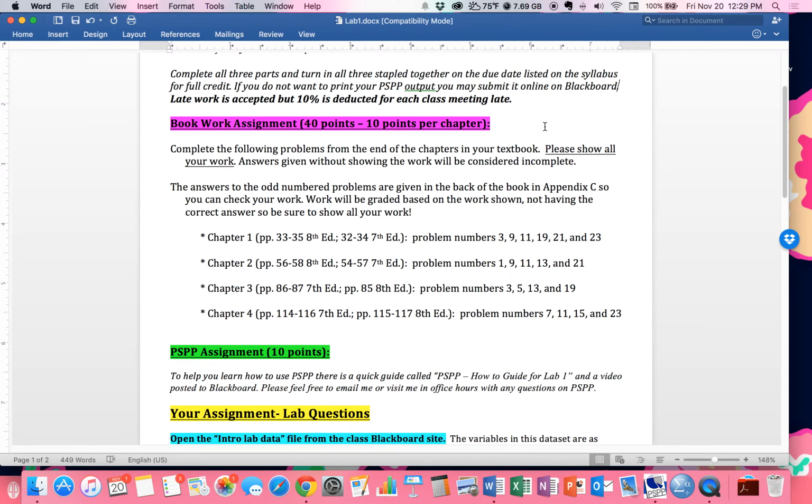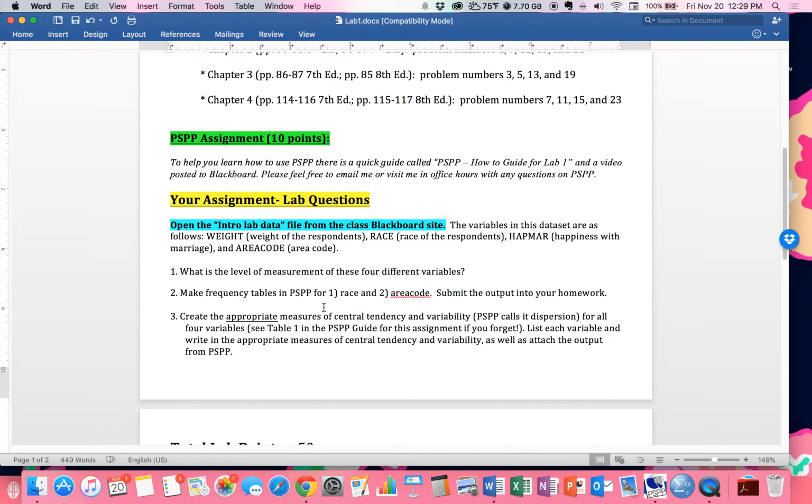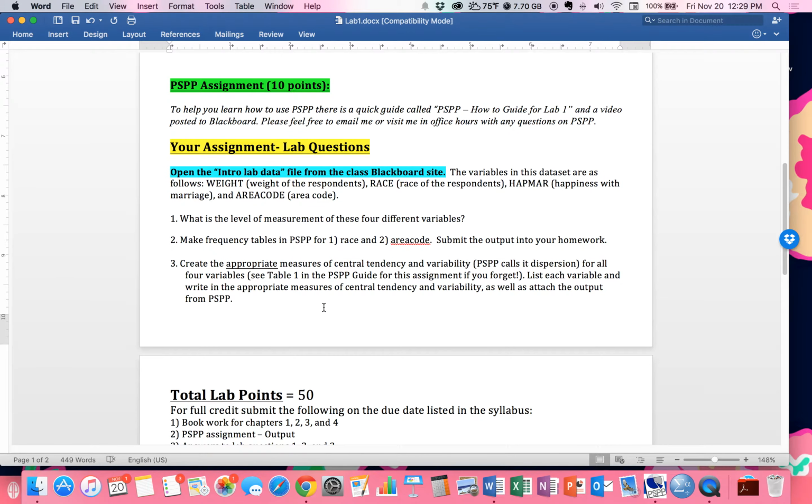You can turn in your lab assignments late, but they will be deducted 10% of your total points. And I tell you how many points. This assignment is worth 50 points, 40 for bookwork, 10 for PSPP. So you have to know that you'll get a deduction in points for that. But what you will be submitting is all 3 parts stapled together. If you don't want to print out the PSPP output, you can upload it as a PDF on Blackboard. I'll show you how to do that.